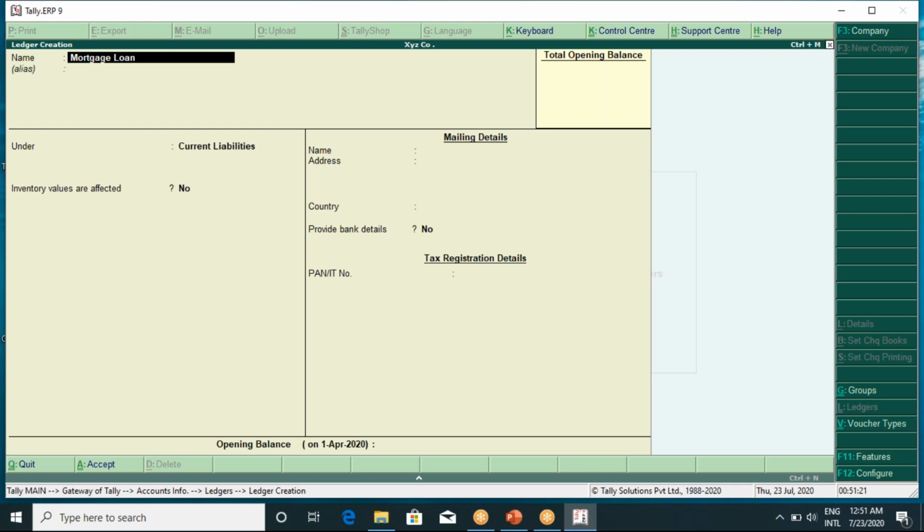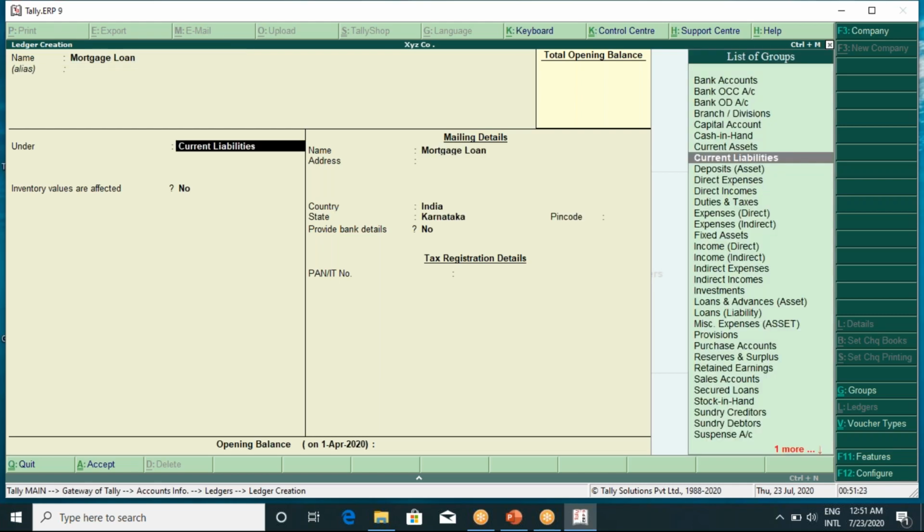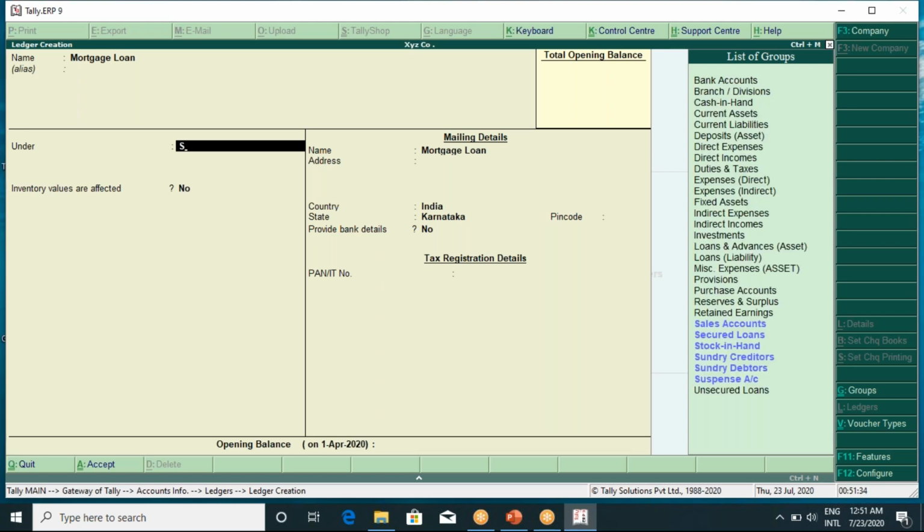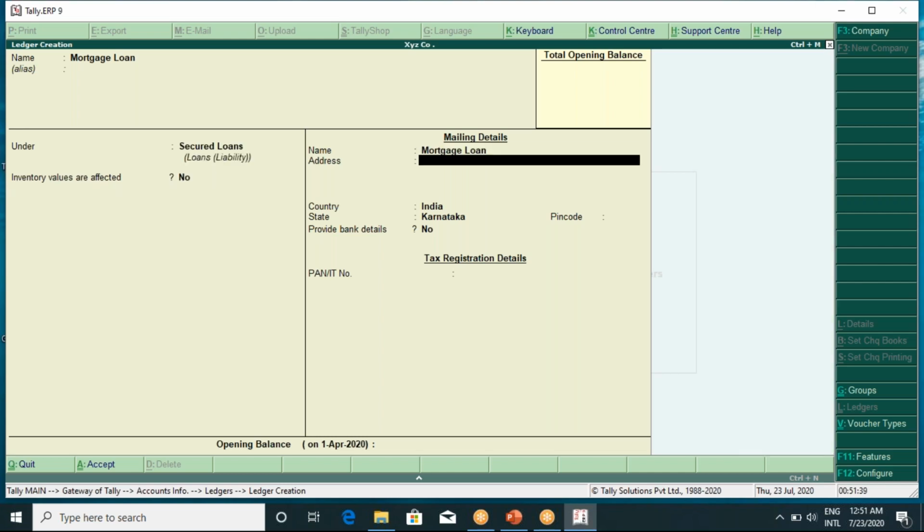Mortgage loan is treated as, a mortgage means you are pledging some kind of asset. You have taken the loan by pledging some asset. So we treat it under loan. Which loan? It is a secured loan. Okay.